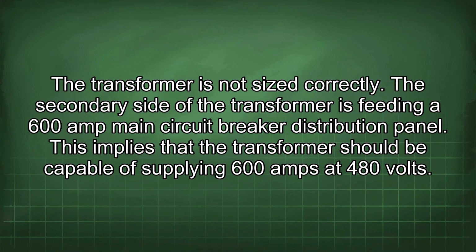The transformer is not sized correctly. The secondary side of the transformer is feeding a 600 amp main circuit breaker distribution panel. This implies that the transformer should be capable of supplying 600 amps at 480 volts.